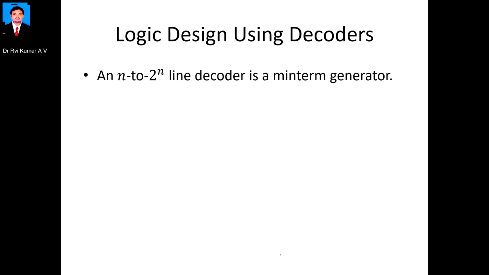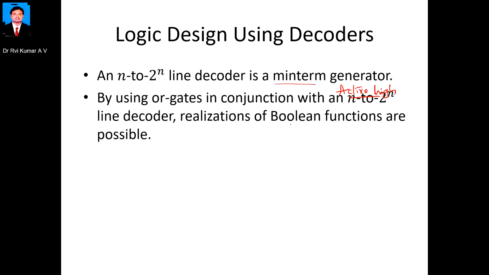So as we know, an n-input to 2^n line decoder is a min-term generator. It means that the outputs are min-terms, that is, active high outputs. So that's what we call a min-term generator. In this case we use OR gates in conjunction with an n to 2^n line decoder, and realization of Boolean functions is possible.